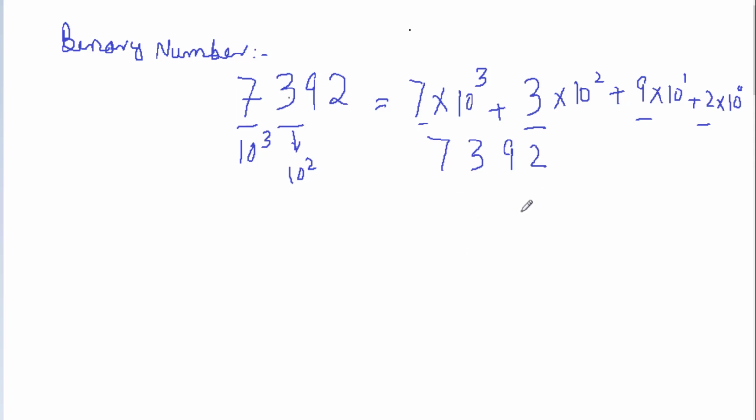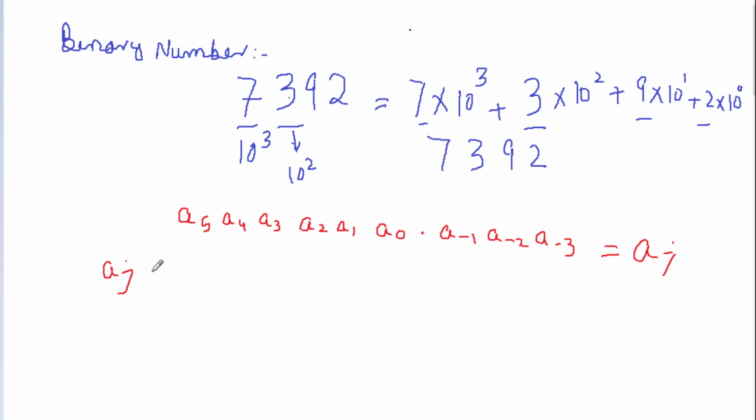In general, a number with a decimal point is represented by a series of coefficients as a sub 5, a sub 4, a sub 3, a sub 2, a sub 1, a sub 0, point, a sub minus 1, a sub minus 2, a sub minus 3. In general, I can write any one of these as a sub j. Now these a sub j coefficients are one of the 10 digits: 0, 1, 2, 3 up to 9. So a sub j can be any one of these numbers, and the subscript value j gives the place value, and hence the power of ten by which the coefficient must be multiplied.